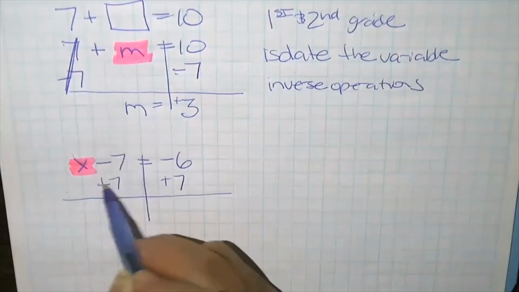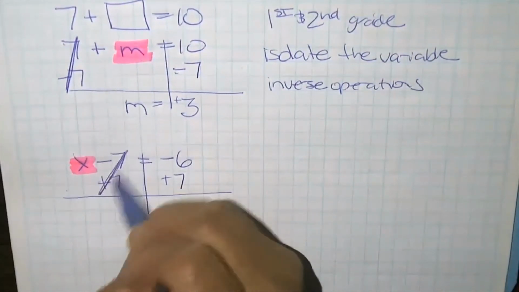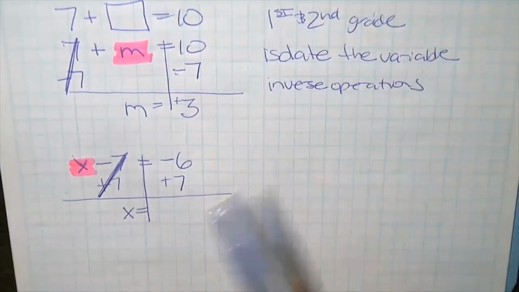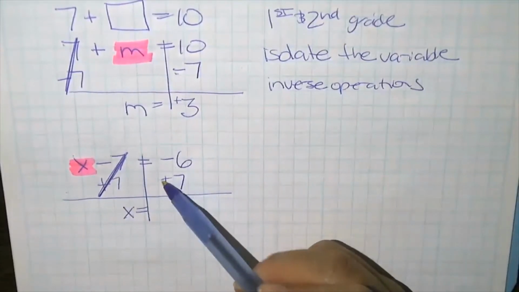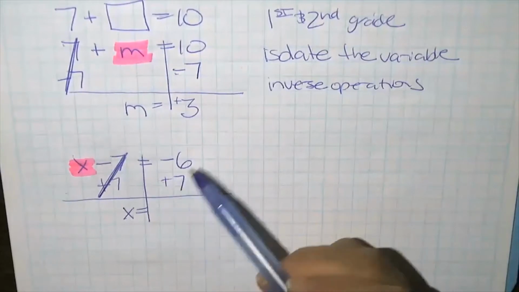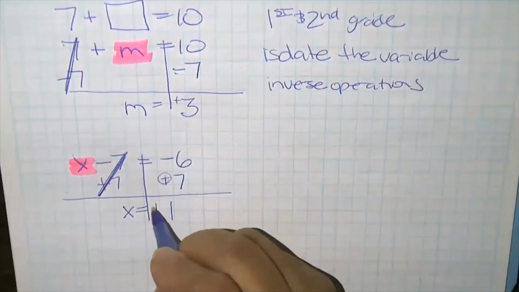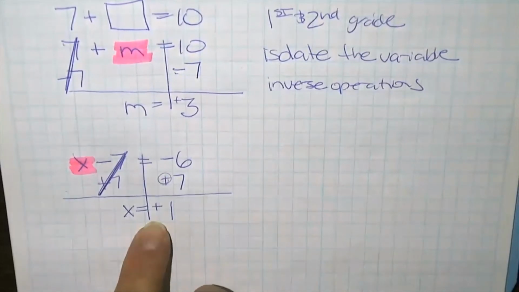So -7 and +7 cancel each other, and I'm left with x equals, I have a negative and a positive, so I'm going to subtract. 7 minus 6 is 1, and keep the sign of the largest. X equals 1.